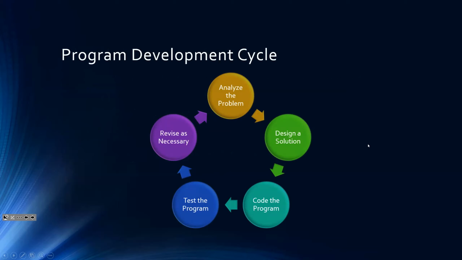All right. So when we're developing software, just like anything else in life, there's usually a cycle, right? We never get done with things. So to develop software, we have this cycle. We analyze our problem. We design some sort of solution. We code the program, we test it, and then we revise it if we need to.